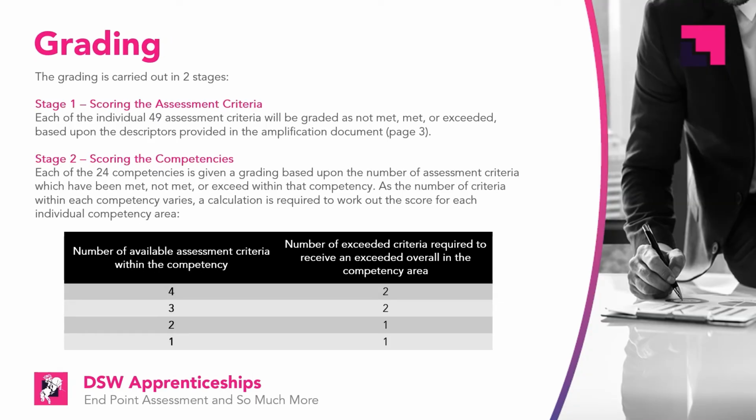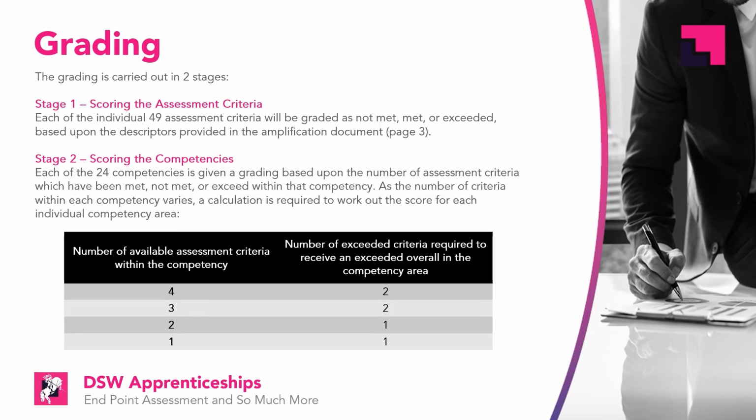Grading. The 49 individual assessment criteria are grouped into 24 competencies, for example, communication. Each competency contains between 1 and 4 assessment criteria. The final grade is calculated by adding up the number of assessment criteria that have been met, not met, or exceeded within each competency area. The grading is carried out in 2 stages as follows.